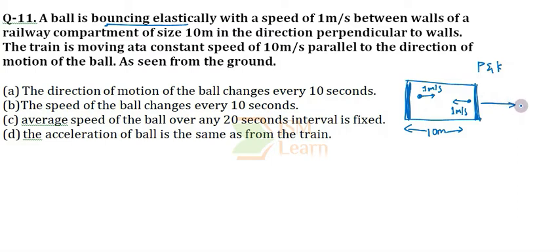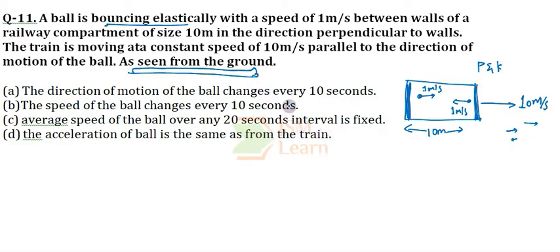Now another thing, the train is moving at a constant speed, that is 10 meters per second, and the direction of motion of the train is parallel to the direction of motion of the ball. The ball will move either in the right direction or in the left direction due to collisions. So in the overall journey, the direction of motion of the train is always parallel to the direction of motion of the ball. They are saying that, as seen from the ground. So it plays the most important role.